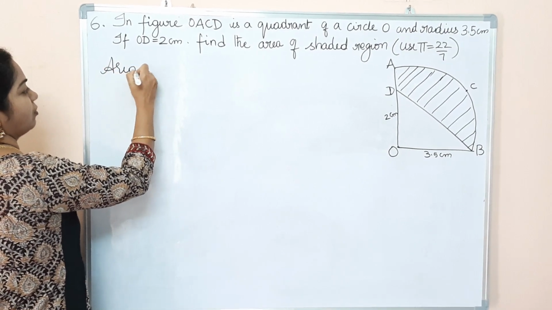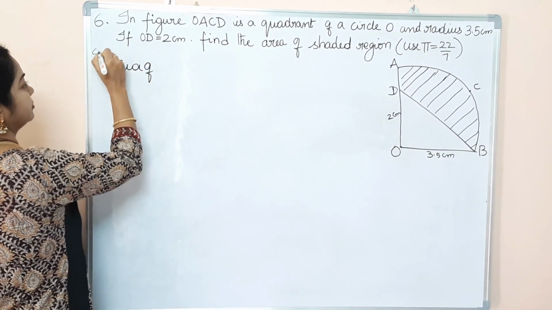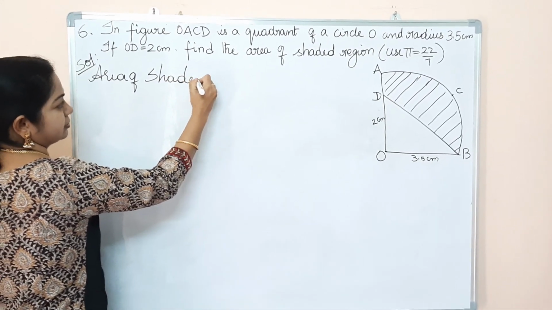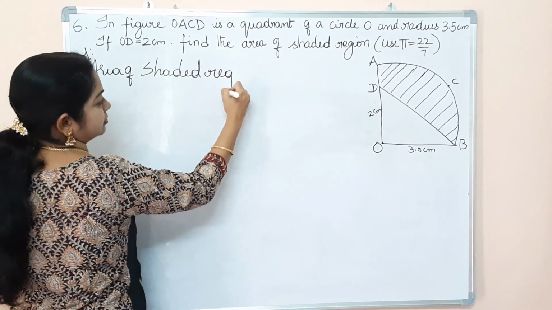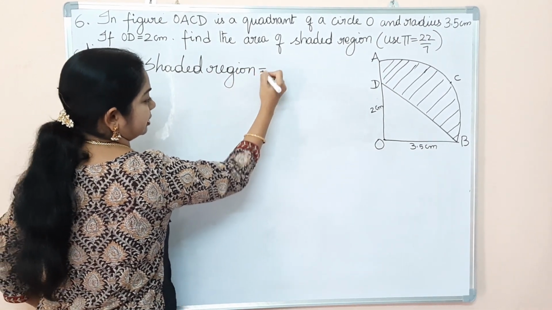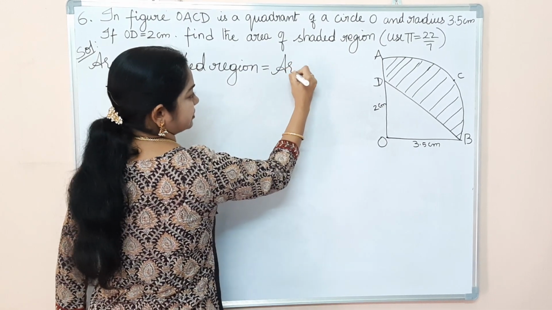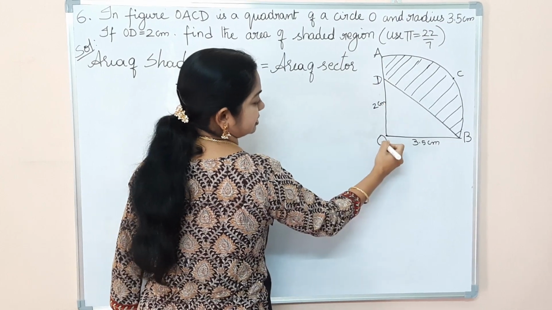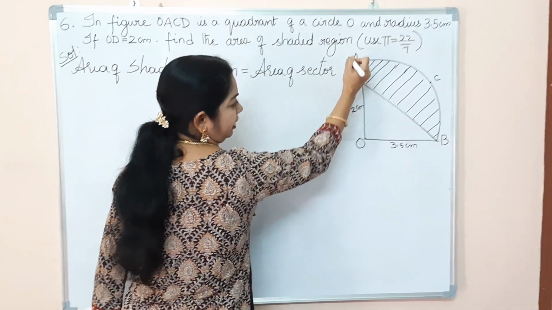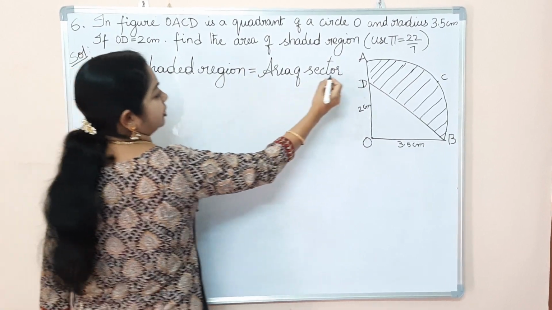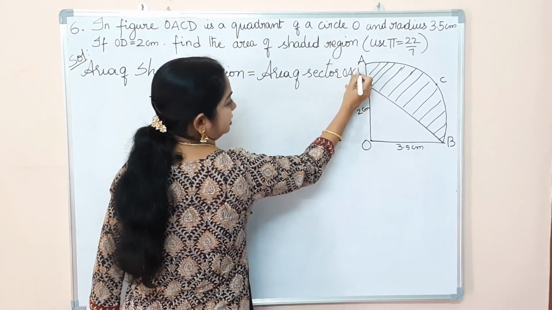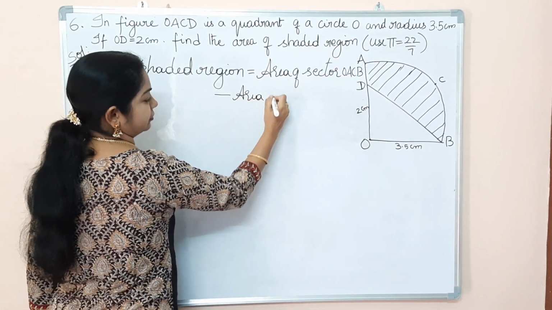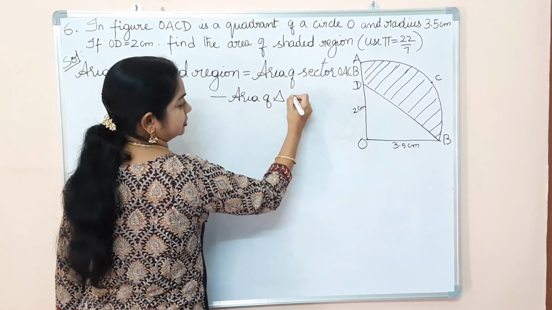So, area of shaded region is equal to area of sector. What is the sector? OACB. Area of the sector OACB minus the area of triangle DOB.